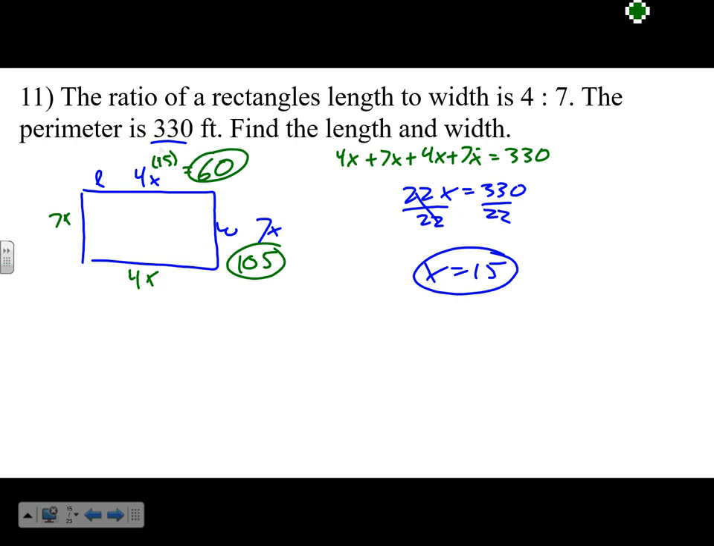Again, the way you can tell the difference is because whatever order they put it in here is the same order here. So length comes first, so the 4 goes with the length. Width comes second. So one thing to tell easily is that your width is shorter than your length. Because the length goes with the 4, the width goes with the 7.